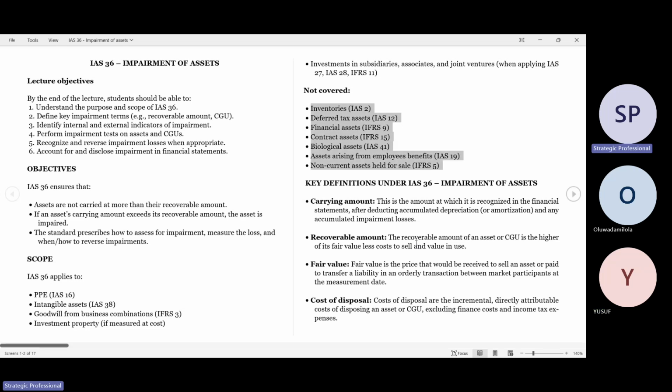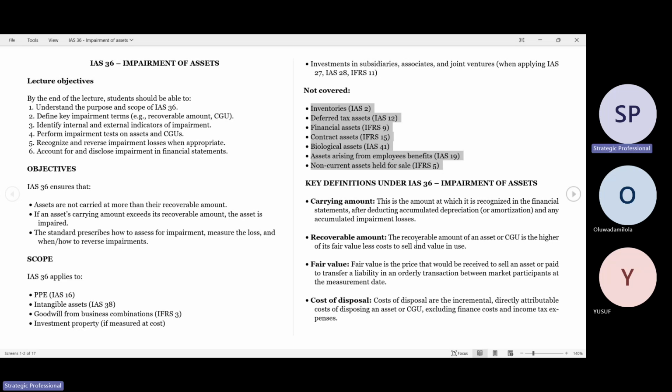So when you open the financial statement of a company and go to the balance sheet, or the statement of financial position, the amount you see for the individual assets and the individual liabilities is what we call the carrying amount. Now, we move over to recoverable amount.